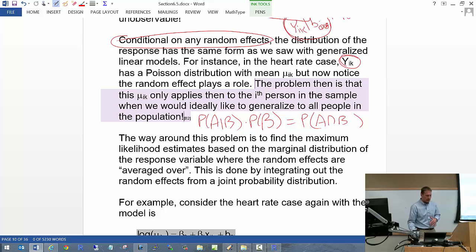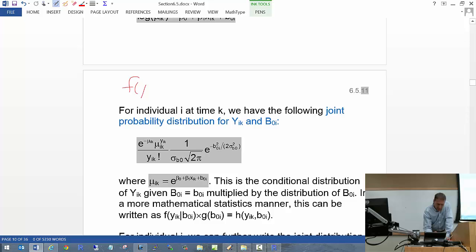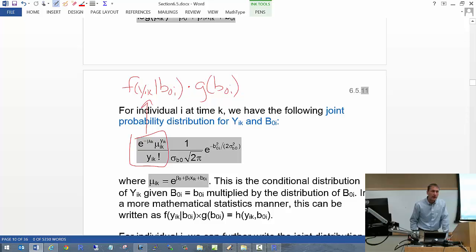So what we can do, and sorry, I'm going a little bit out of order here. Suppose, this is a little bit more formal notation here, I represent the distribution of y given b by f of y given b. Okay, so all this is a Poisson distribution in particular. It's what I drew my square around. And I'm going to take that times the distribution for B. What's the distribution for B? Normal. Okay? Now if I multiply these two together, I get the joint distribution of y and b.